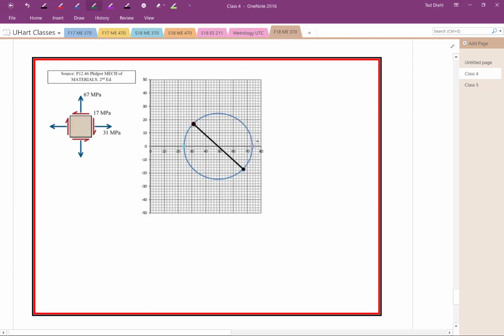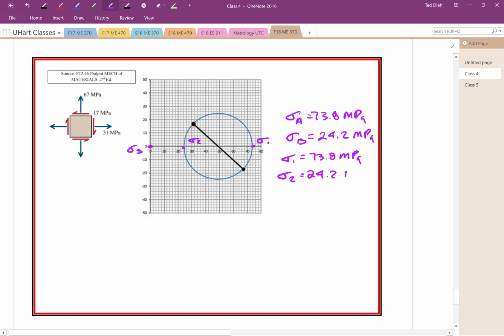Last one quickly, a similar thing. We could walk through these. Sigma A is equal to 73.8 in this case. Sigma B is equal to 24.2 megapascals. Those are the non-zero ones, but now we recognize that this is sigma 1, this is sigma 2, and 0 is sigma 3. So sigma 1 is 73.8. Sigma 2 is 24.2, and sigma 3 is equal to 0.